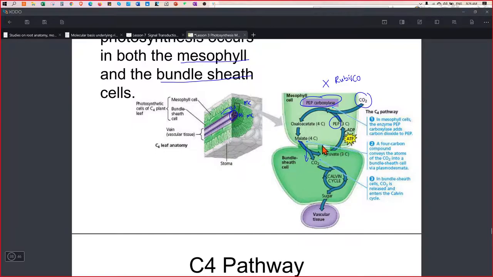Okay, you see the tunnel here. This is a special tunnel, and we call it plasmodesmata. Okay, tunnels connecting to adjacent cells. So this four-carbon product, the malate, enters the bundle sheath cells via plasmodesmata.